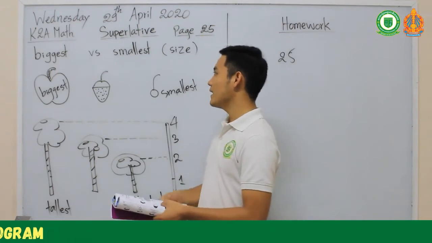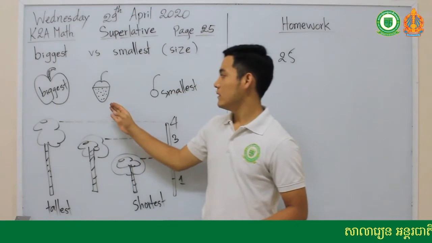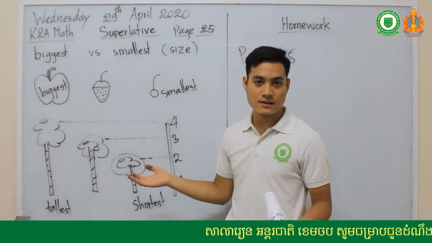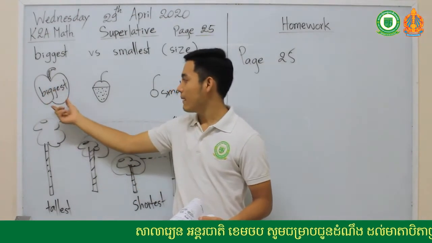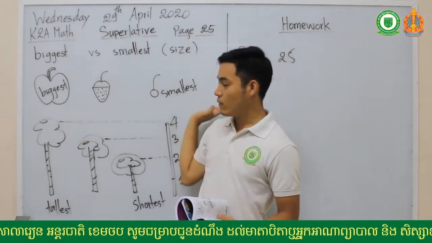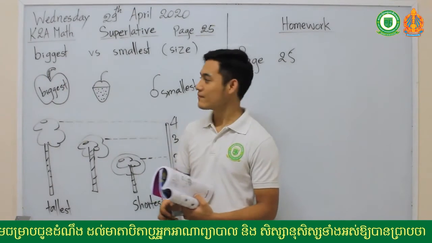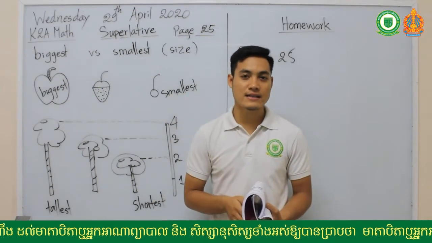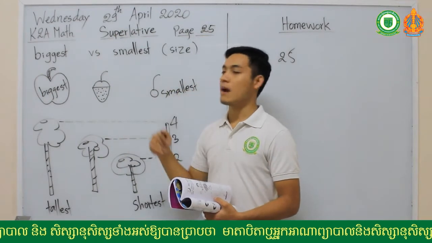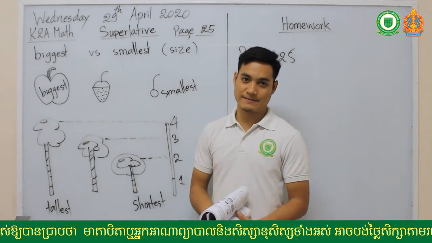So you use biggest and smallest, like apple, strawberry, and cherry. Which one is the biggest? When you look at the size, the apple is the biggest one, because it is bigger than all the others, so we can say that this apple is the biggest. And which one is the smallest? When we compare the size of the cherry to the apple and the strawberry, only the cherry is the smallest one.